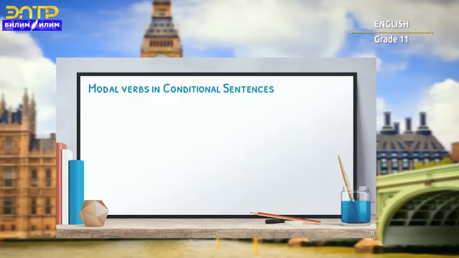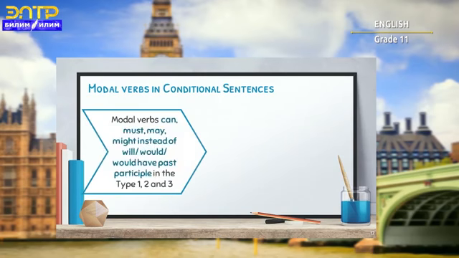Now let's look at the modal verbs in conditional sentences. We can use modal verbs can, must, may, might instead of will, would have plus past participle in the type first, second, and third. They can be found on both sides of the comma, in both the result and the condition, and they are used in both real and unreal scenarios.